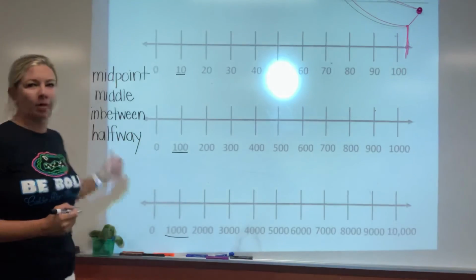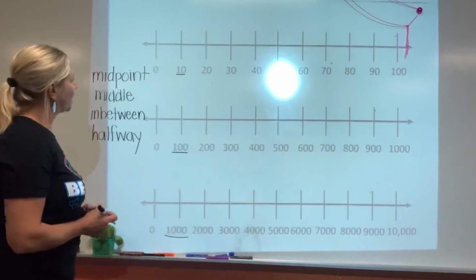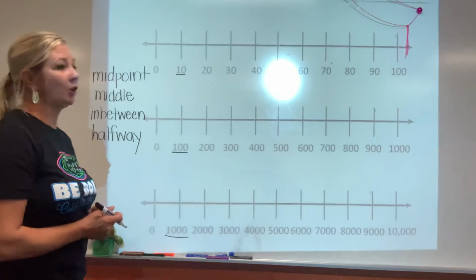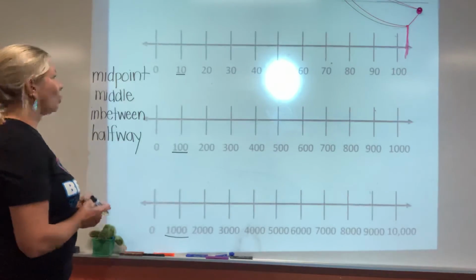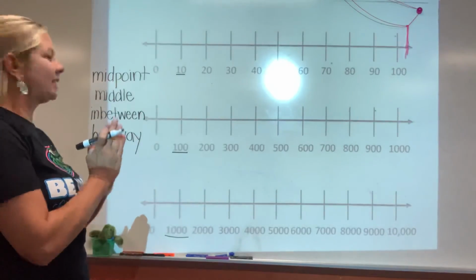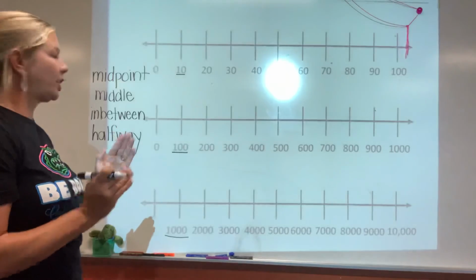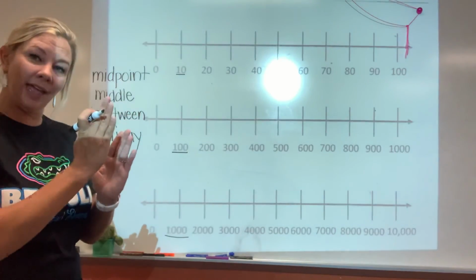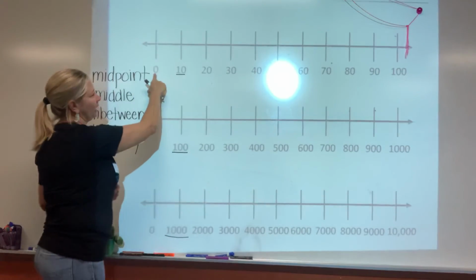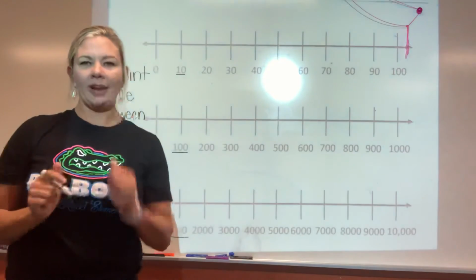All of these vocabulary words mean the exact same thing, okay? So let's work at finding the midpoint between 0 and 10, or what number comes in the middle. What digit is in between 0 and 10, or which digit or number is halfway between 0 and 10? So if I were counting from 0 to 10, what number is right in the middle?